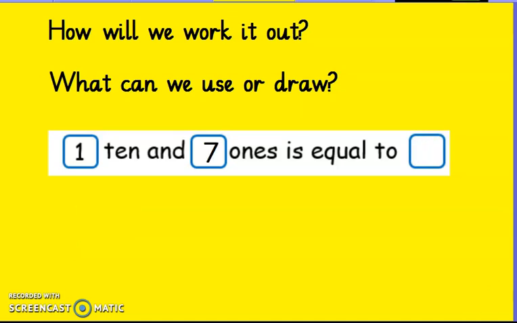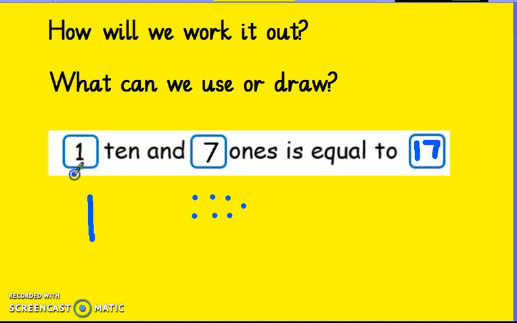1 10 and 7 1s. I think we'll use the same method. So 1 10, there's my 1 10, and 7 1s. 1, 2, 3, 4, 5, 6, 7. 1 10 and 7 1s. 10, 11, 12, 13, 14, 15, 16, 17. Aha, 17.